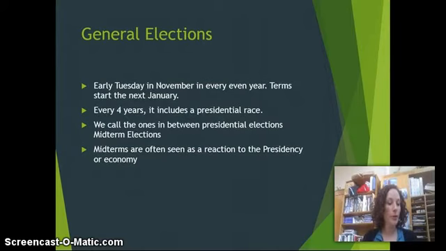And in the midterm elections, we see a low in voter participation. People tend to get excited to come out and vote for the president, and then they'll vote in their congressional races. But at those midterms, we do see turnout decline. But I want to point out that the midterm elections are often sort of a reaction to either the economy or to how the president's doing.